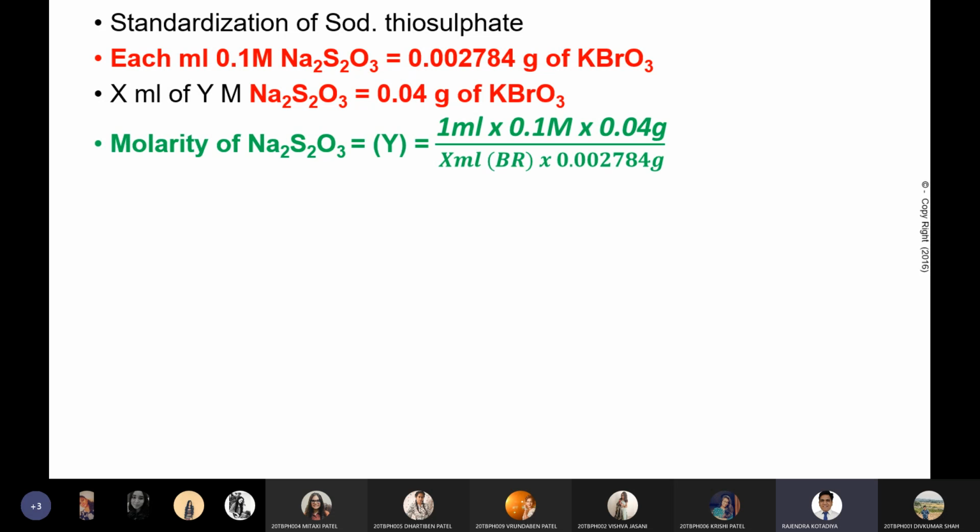The final equation will be like this: the molarity of sodium thiosulphate, given by Y M, will be equal to, just cross multiplying the terms. So our aim is to find out X ml. If we get X ml, then we can easily find out the molarity of sodium thiosulfate.